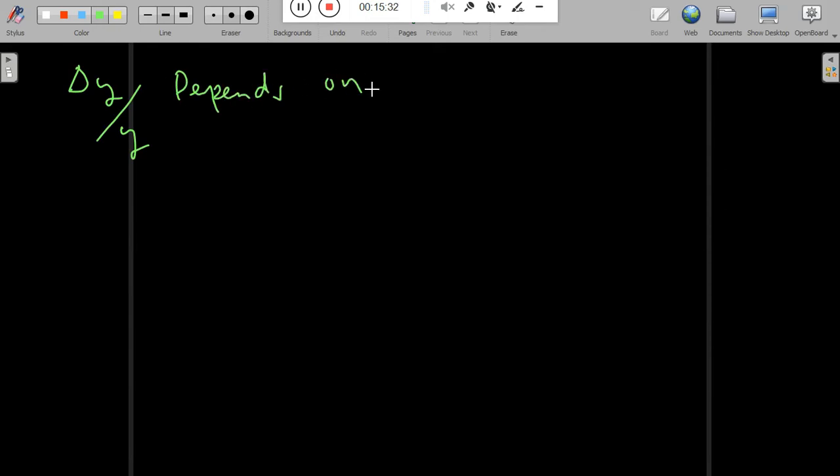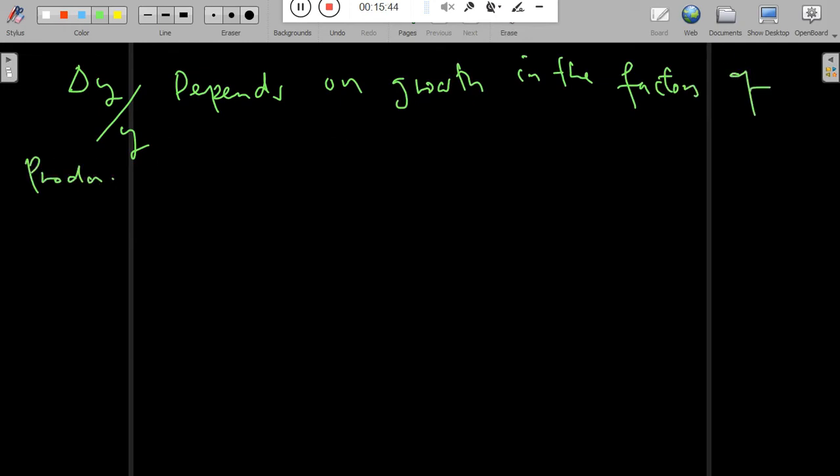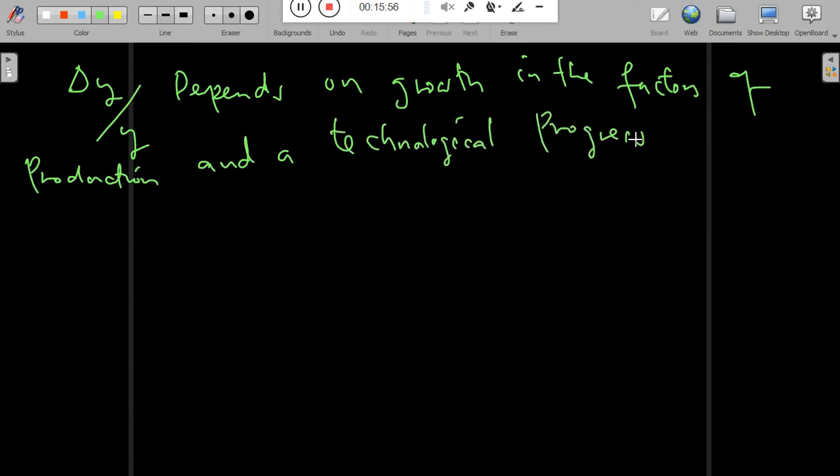The change of output level depends on the growth in the factors of production, but also on technological progress as well.